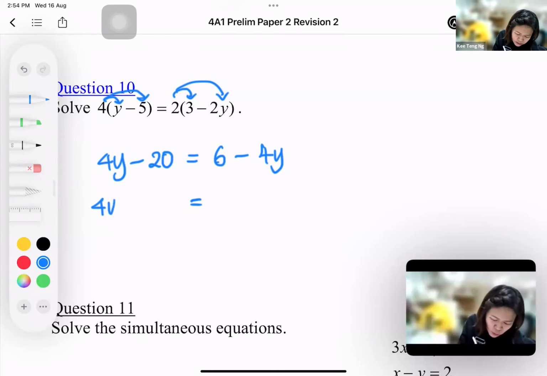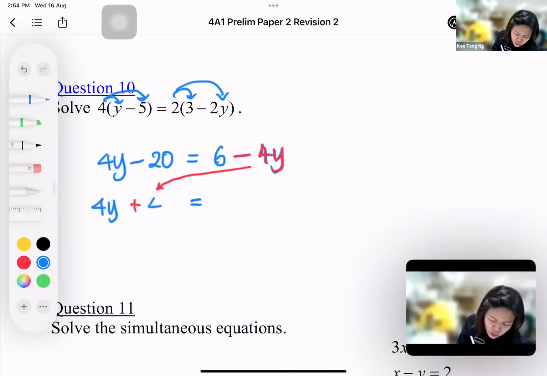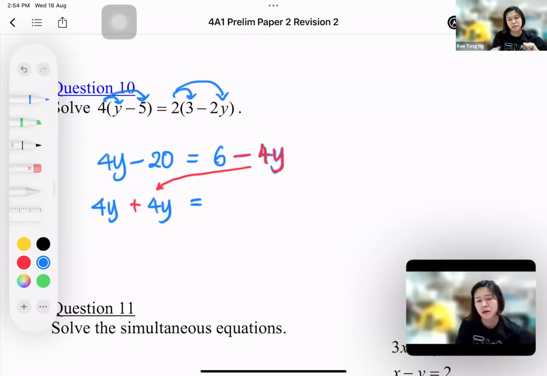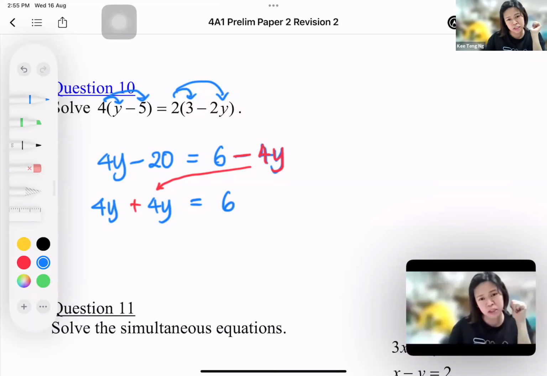So 4y stays here. This one is negative 4y. It comes over to this side and becomes positive. Some of you will tell me, sure, 4y minus 4y, then becomes 0, no y. Okay, that's not correct because you forgot to change the sign. So to undo subtraction, we do addition. So we add 4y. Then the original number over here is 6.